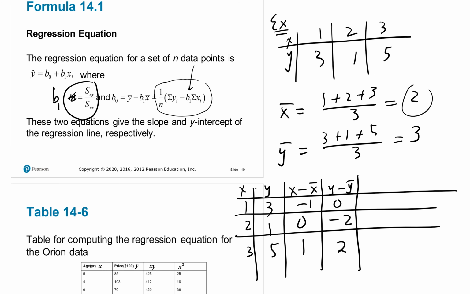So I'm going to take, this is the xi and the yi. So xi minus x bar squared. And I'm going to do the same thing, yi minus y bar squared. So negative 1 squared, it's 1. 0 squared, 0. 1 squared, 1. 0 squared, 0. Negative 2 squared, 4. 2 squared, 4.